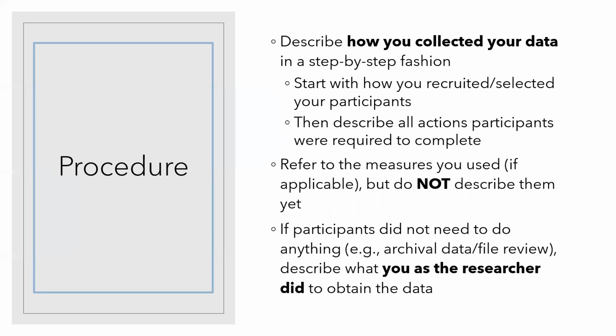So for example, participants were administered X questionnaire and then a citation for it, and then Y questionnaire, and then include a citation after that as well. But you don't describe the measures yet. That's actually in the next section. If your participants did not need to do anything, as you collected data via an archival data or file review method, you would instead describe what you as the researcher did to obtain your data. I'm not sure if anyone used that method though.